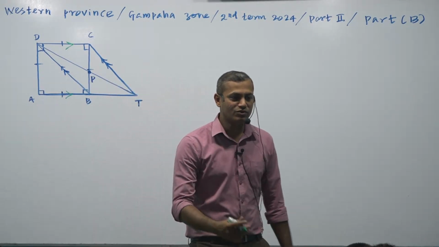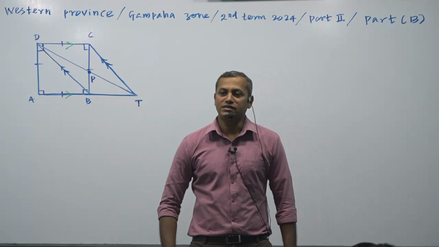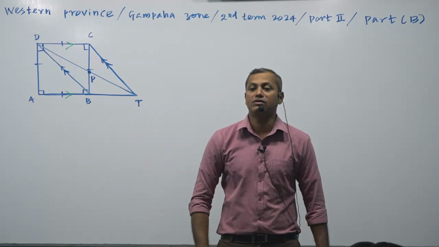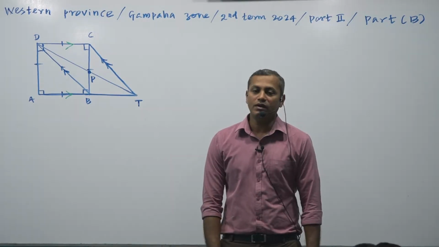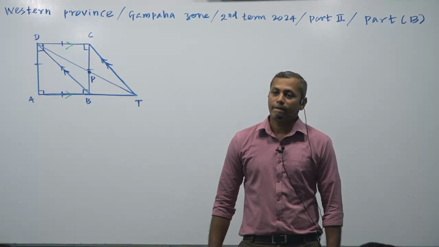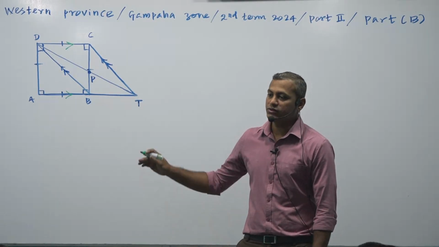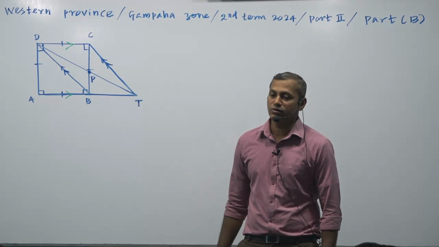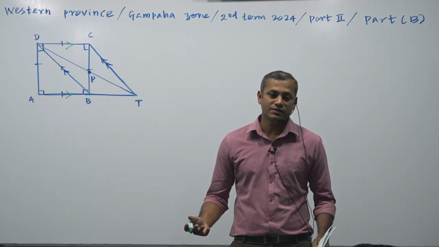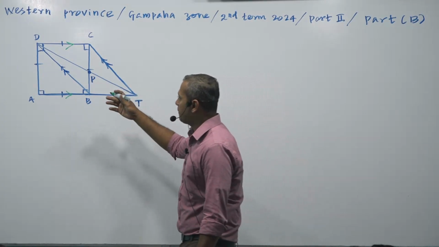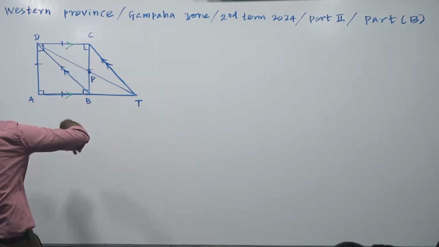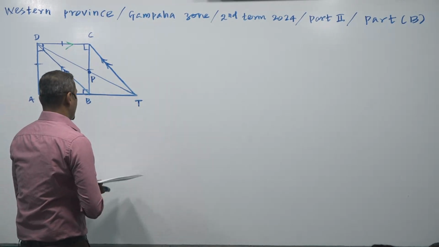We don't need to go to the other conditions. You don't need to prove that the diagonals are bisecting each other or opposite sides are equal or opposite angles are equal. You can just use the basic principle of parallelogram. What is it? Opposite sides are parallel. Yes or no? So you can say BDCT is a parallelogram. Let's prove it.